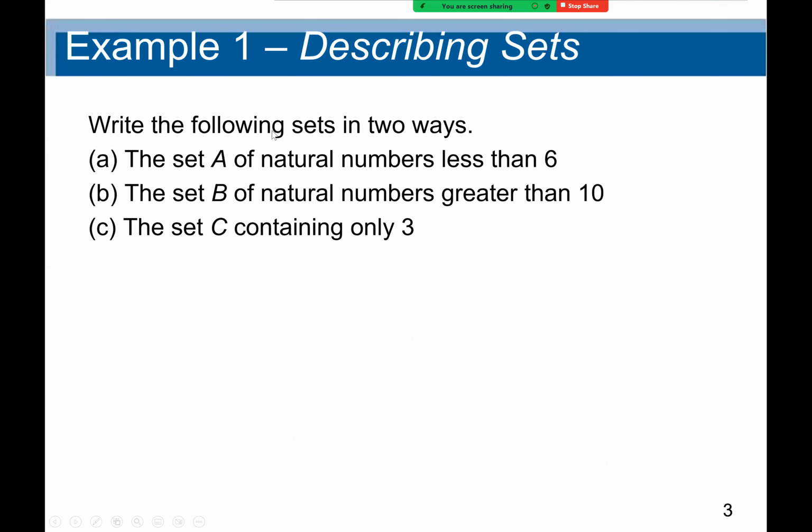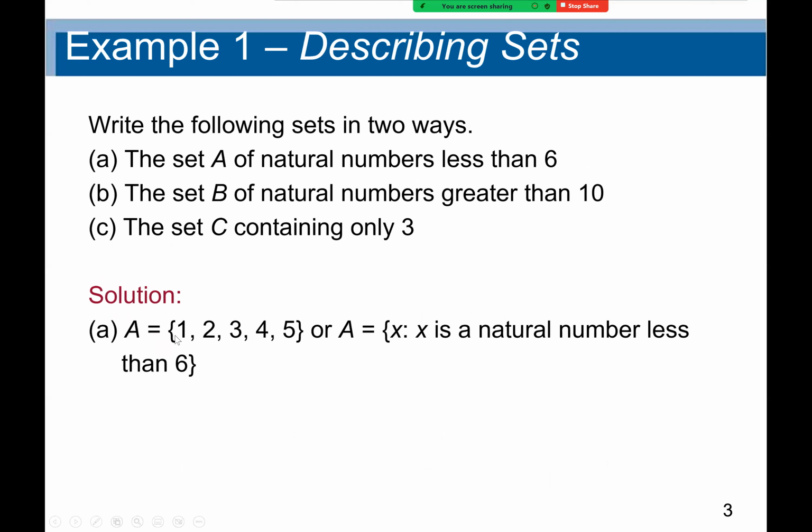So example given here, we should write the following sets in two ways. Again, we saw the previous example that we can use the curly brace or we can use the symbol belongs or not belongs. So we start with first a set A of natural numbers less than 6. So natural numbers are normally positive values and from 1. So less than 6 means set A members will be 1, 2, 3, 4, 5. Or we can write it in this form: X is a natural number less than 6.